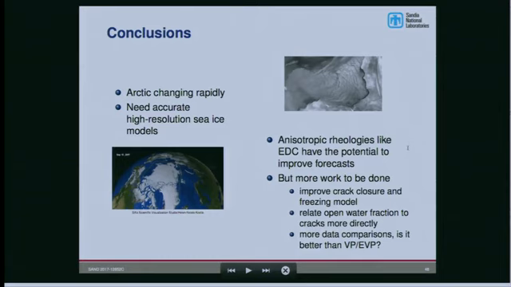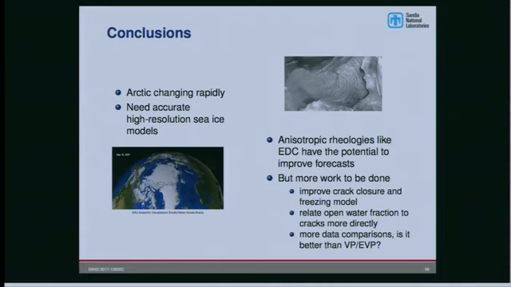Anisotropic rheologies really have the potential to improve forecasts. I mean, we saw in the Beaufort example that we could really capture a lot of the deformation that was going on, but that was at smaller scale. And another point is that we were using actual reanalysis ocean forcing, so that may have had an impact as well. But there's a lot more work to be done.